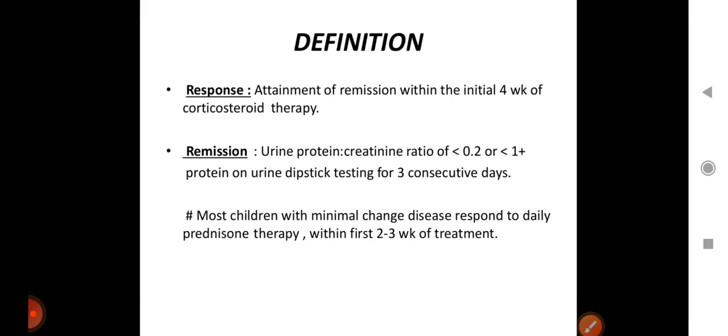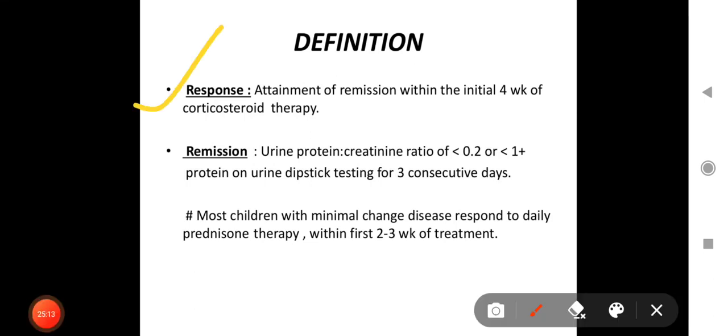Now, there are a few definitions related to the treatment of nephrotic syndrome. Response means the patient has responded to steroids, with attainment of remission within the initial 4 weeks of corticosteroid therapy. You have started corticosteroids, and within the initial 4 weeks, if complete remission is achieved, then it is known as responsive.